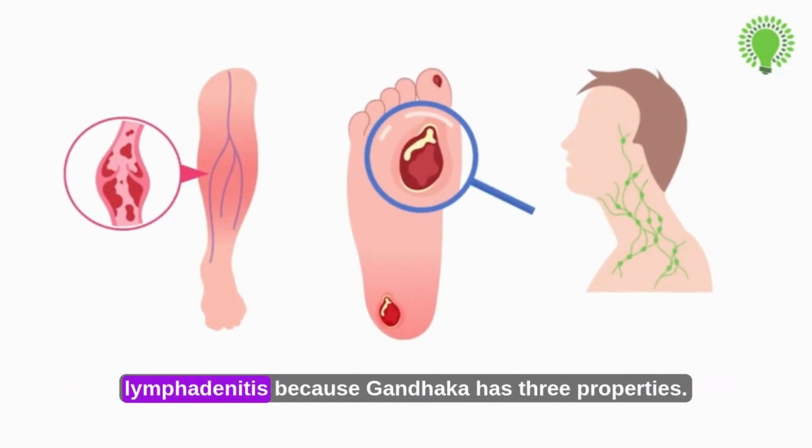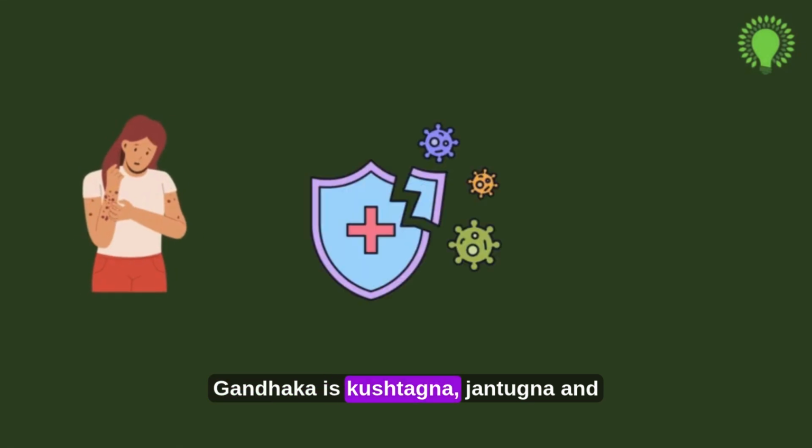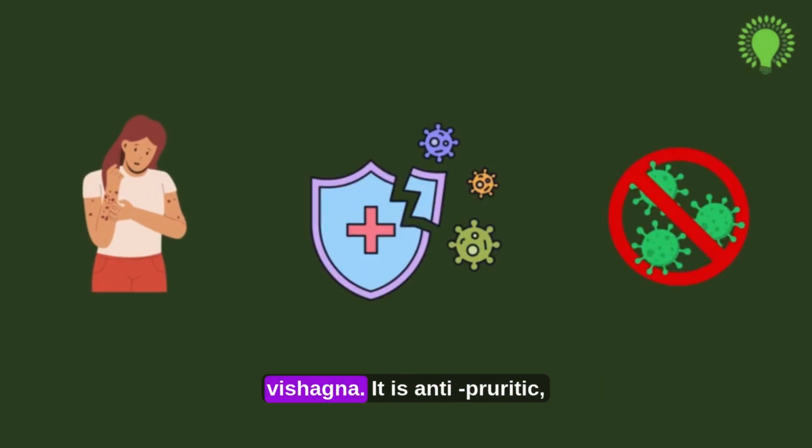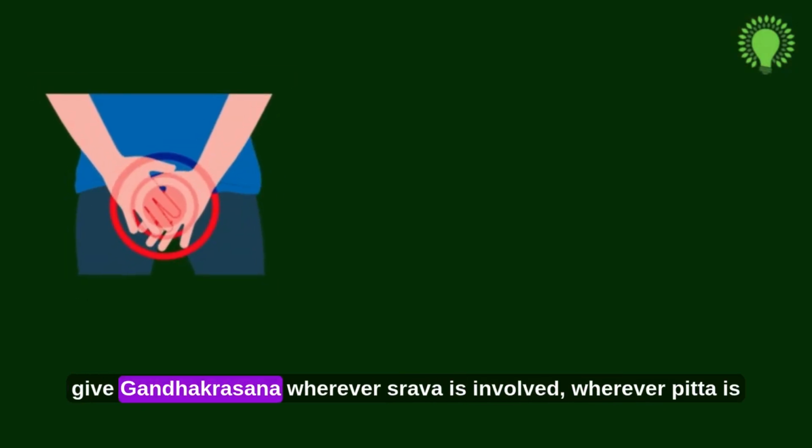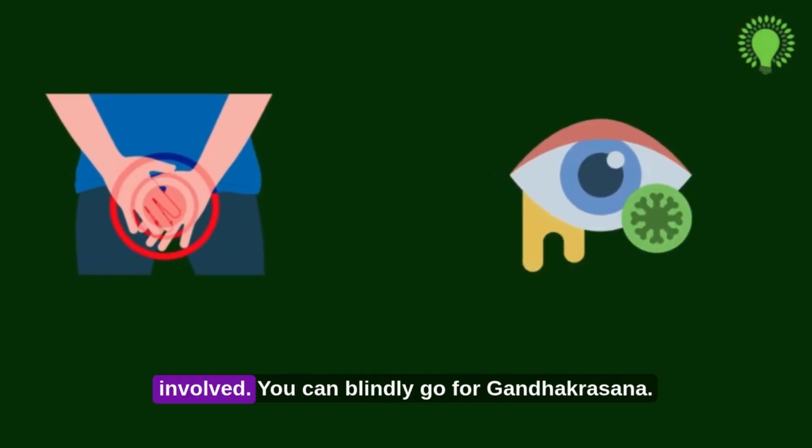You can use it in lymphadenitis because Gandhaka has 3 properties. Gandhaka is Kushtagna, Jantugna and Vishagna. It is antipruritic, anti-helminthic and detoxifying in nature, which means almost for everything you can give Gandhaka Rasayana. Wherever Srava is involved, wherever Pitta is involved, you can blindly go for Gandhaka Rasayanam.